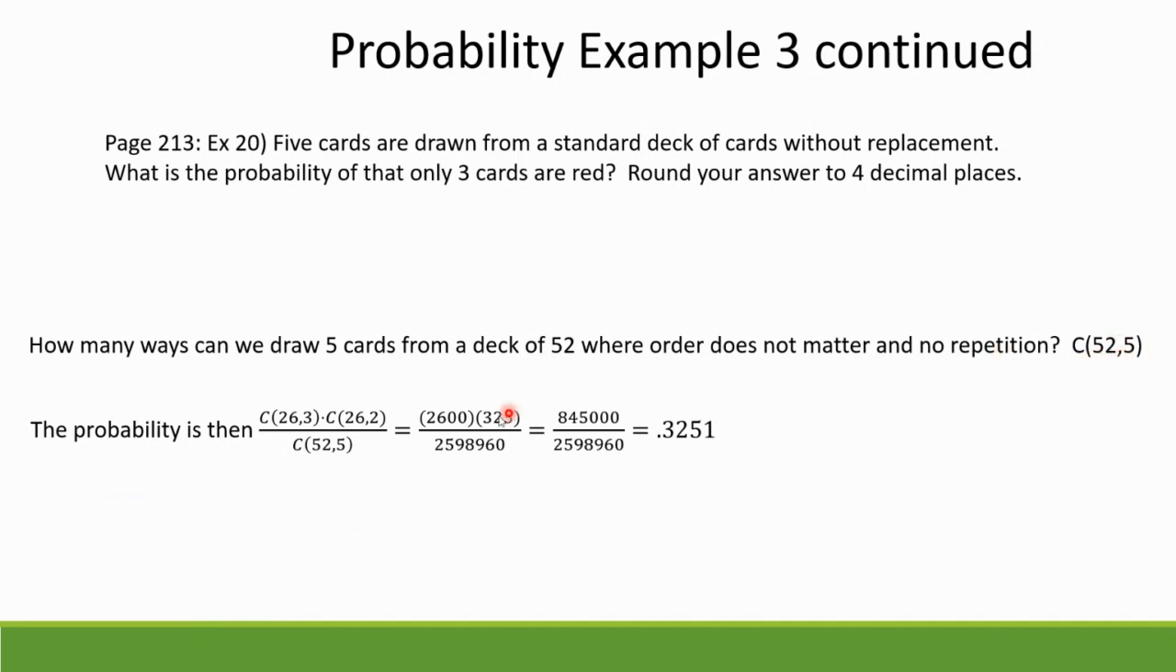So altogether, we get this. And then again, we just divide and we get this. Here I said to round your answer to 4 decimal places, which is why I have this. That's the probability. There's another one we'll do, but are there any questions on this one?